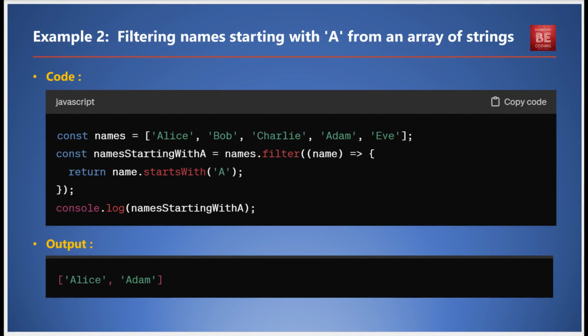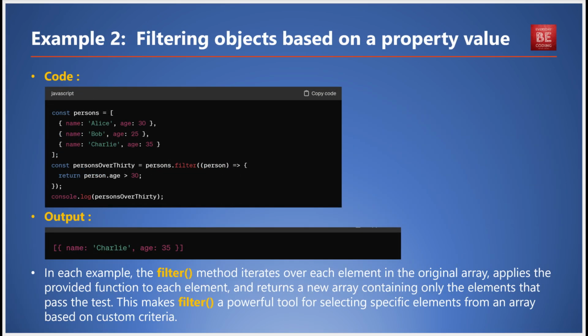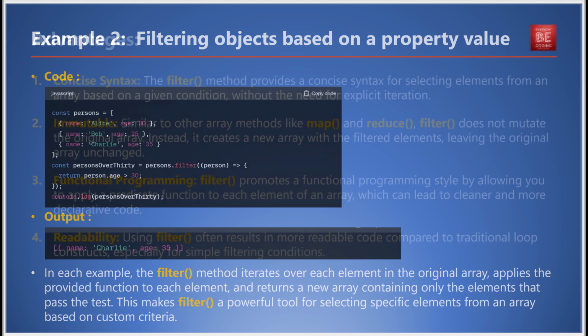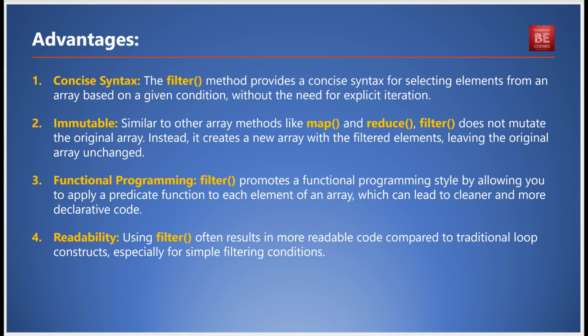But what if you want to filter strings? Say you have an array of names and you want to select only those that start with A. The filter method can handle that too. The filter method can even work with arrays of objects. Suppose you have an array of person objects and you want to filter out only those who are over 30. Here's how.